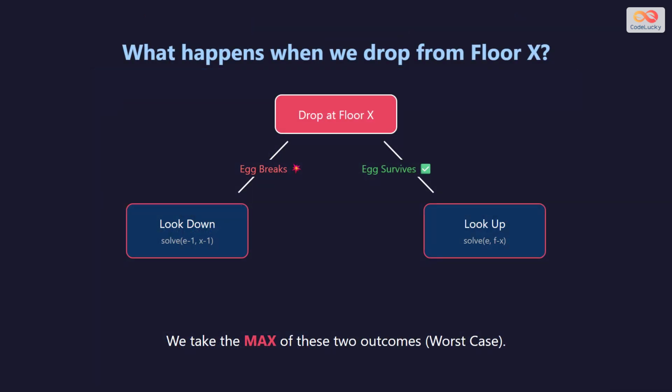When we drop an egg from a specific floor x, 2 things can happen. 1, the egg breaks. We lose an egg and need to check the floors below x. 2, the egg survives. We keep our egg and need to check the floors above x. Since we want to guarantee a solution, we must consider the worst of these 2 outcomes, which is the maximum value.